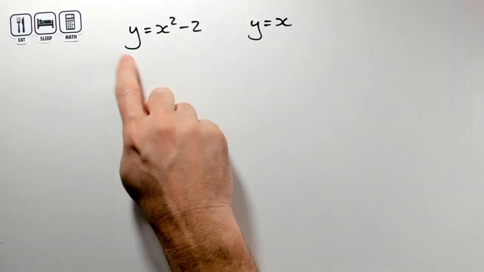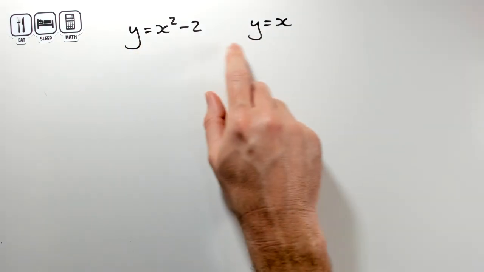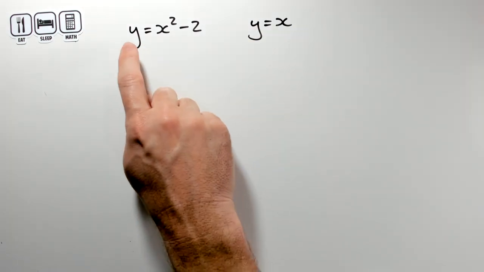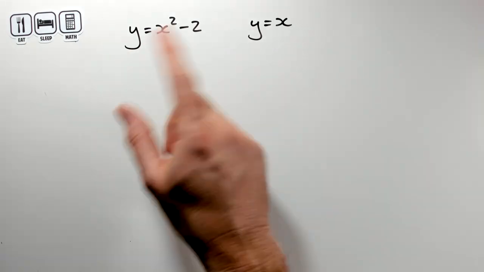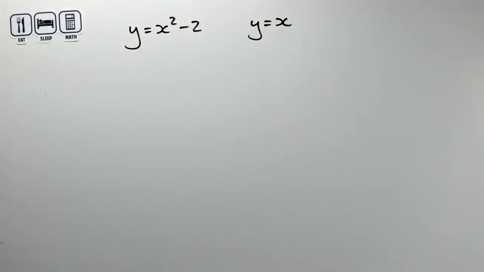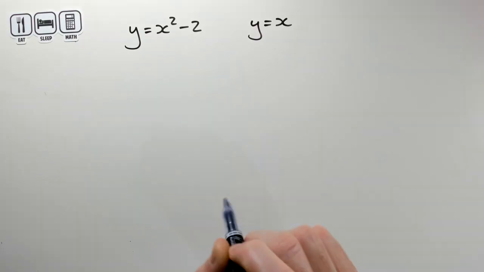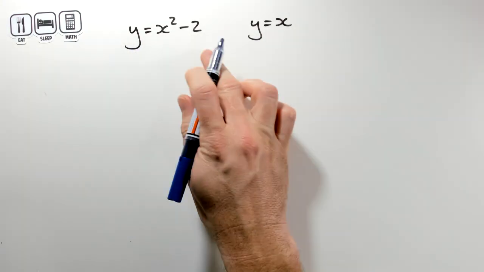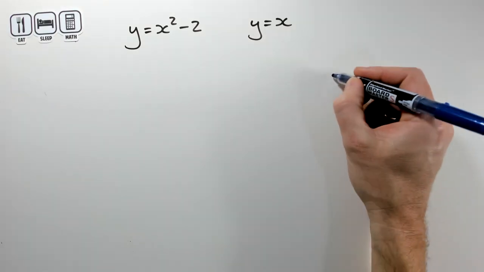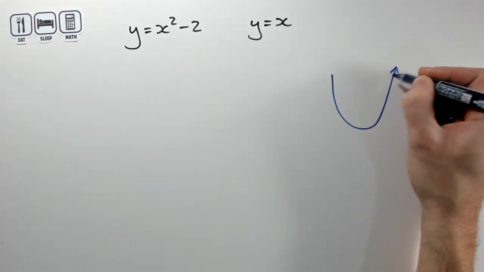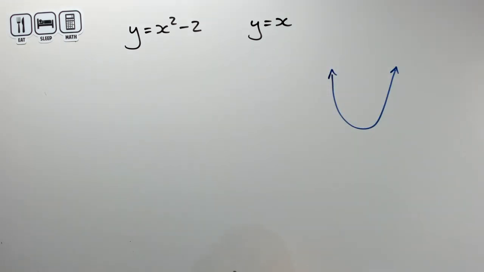You'll just sub in x in the place of y and you'll solve it, etc. But I just want to go through the motions of what's actually happening here. So in this case, we have a quadratic equation. So that would be a parabola. It's a positive parabola, so it's going to look like this.